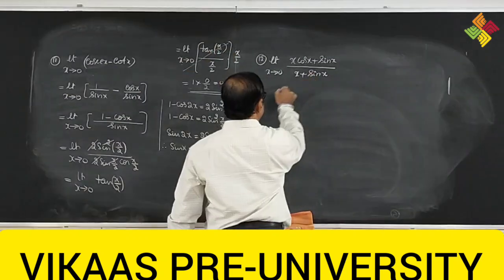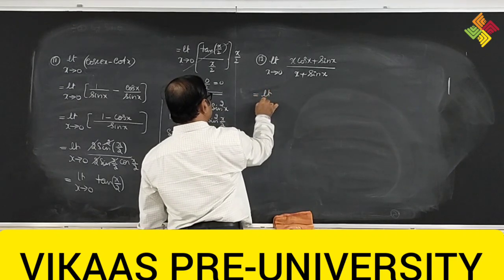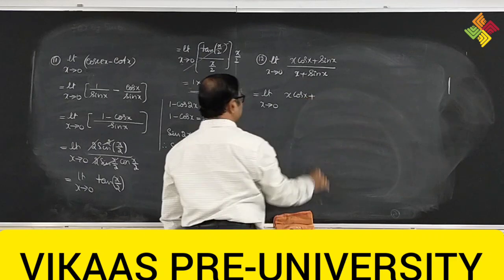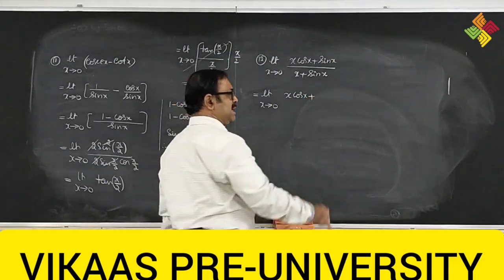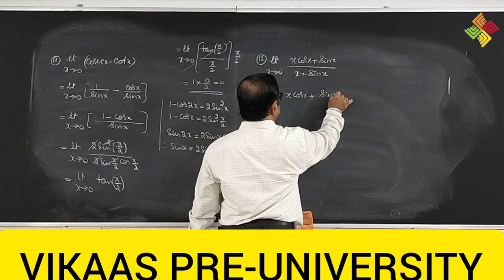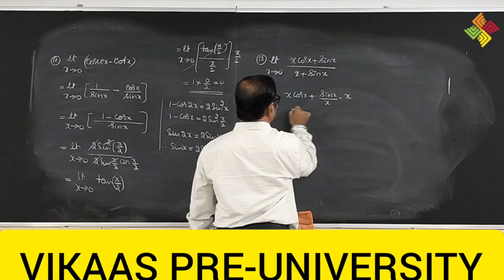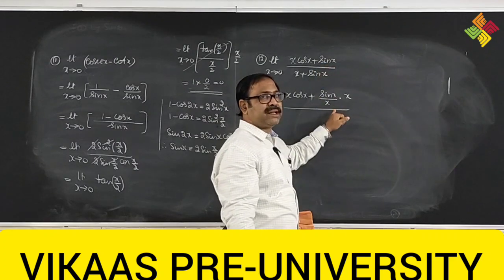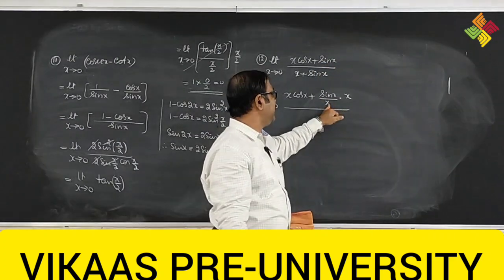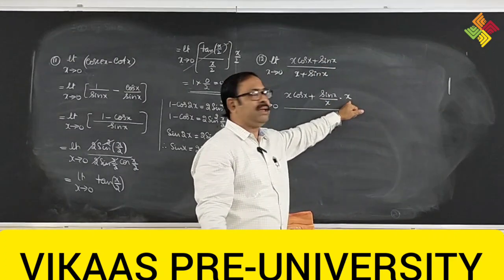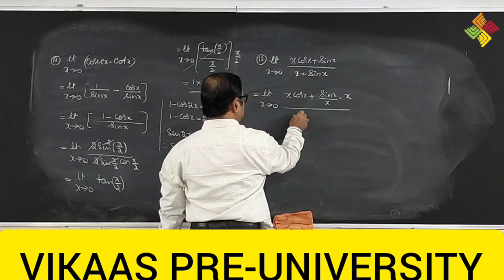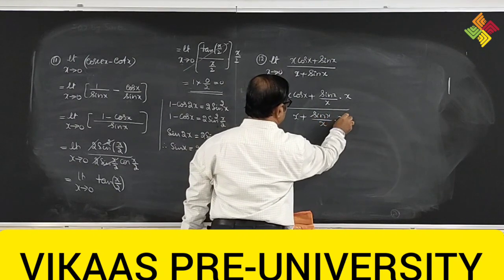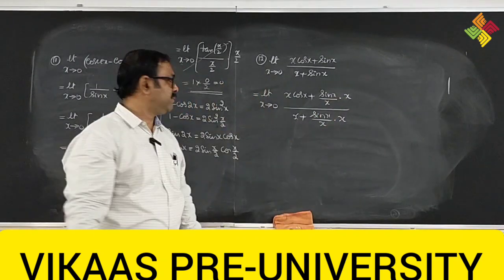Now we can convert this into general type. See, x into cos x plus sin x is there. That is sin x by x into x. I am converting this sin x into general form. How? Divide by x, then you have to multiply by x. Similarly here, x plus sin x divided by x multiply by x.